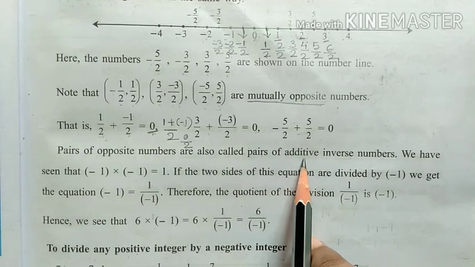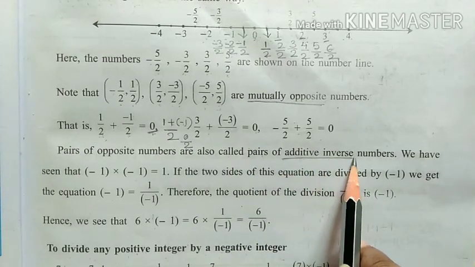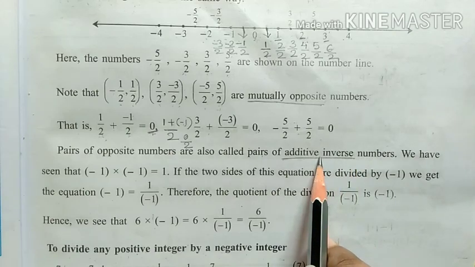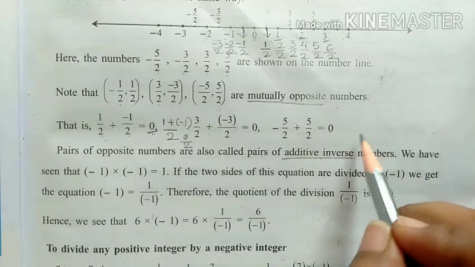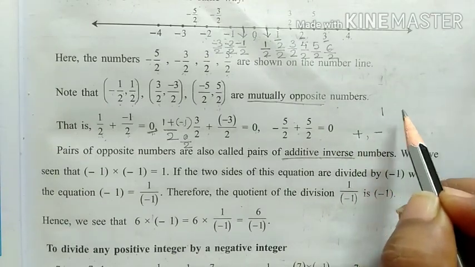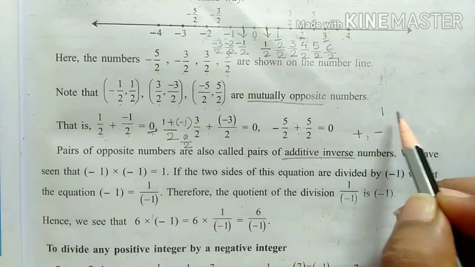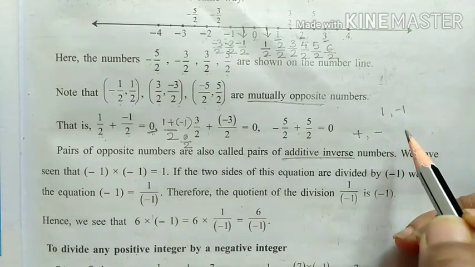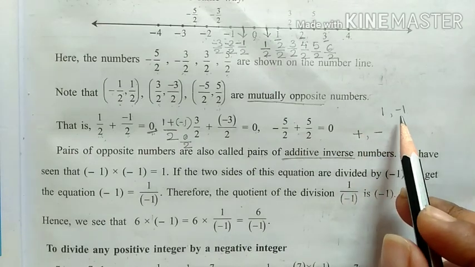It is also called a pair of additive inverse numbers. In 5th standard, you learned additive inverse numbers under fractions. Mutually opposite numbers and additive inverse numbers are the same. Inverse means opposite. What is the opposite of plus? Minus. So what is the mutually opposite, or additive inverse, of 1? Minus 1. The opposite number with the opposite sign.